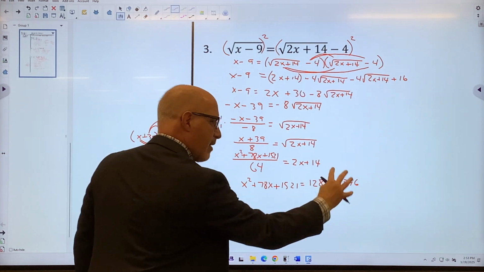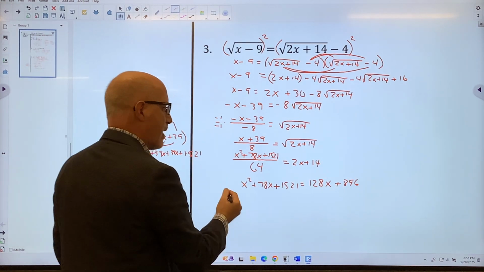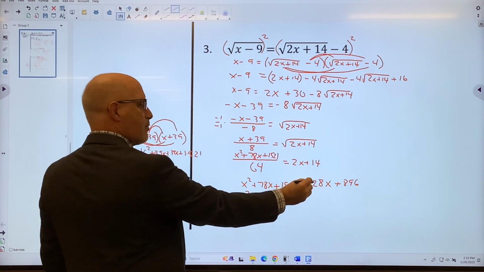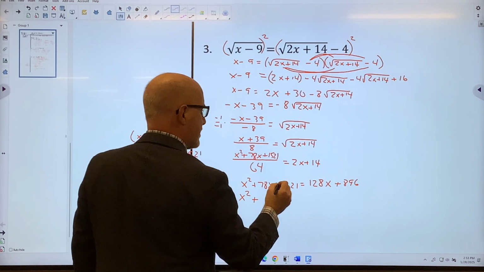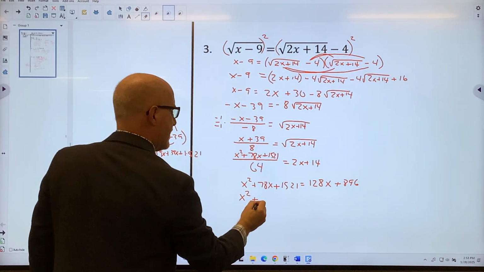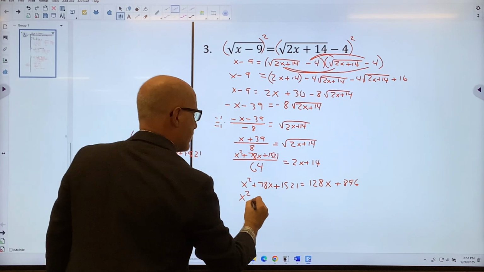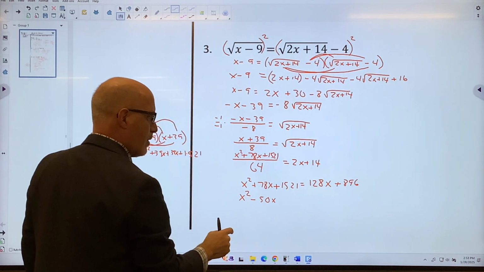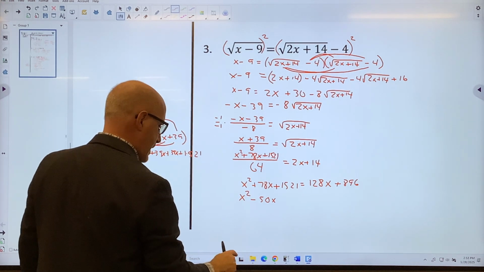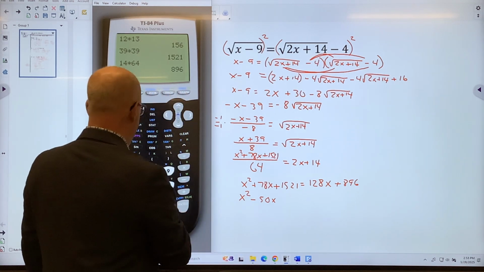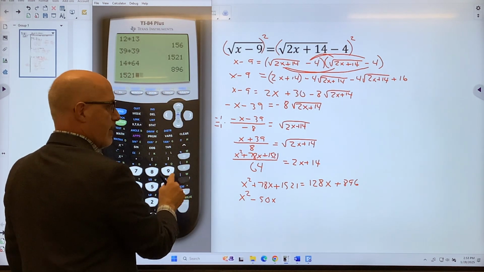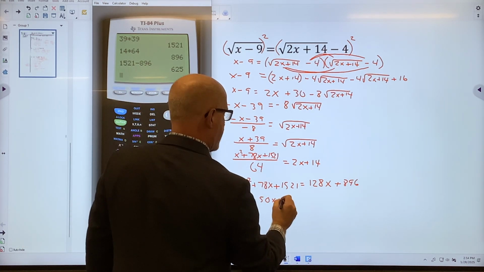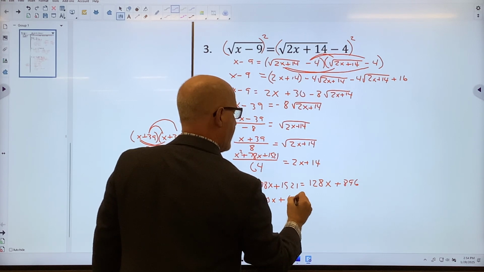And so now I'm going to bring everything over on this side to solve that quadratic. So x squared, subtract 128x from both sides. So subtracting 128x from 78x, that's going to give me a negative 50x. And then subtracting, let's see, 1521, and I'm going to subtract 896 from that. So 1521 minus 896, and I get 625. So let's make that a positive 625.